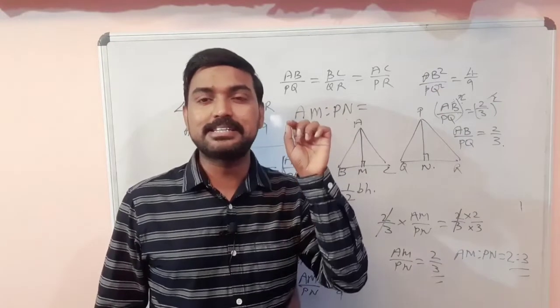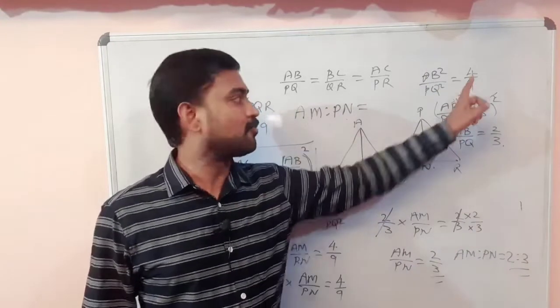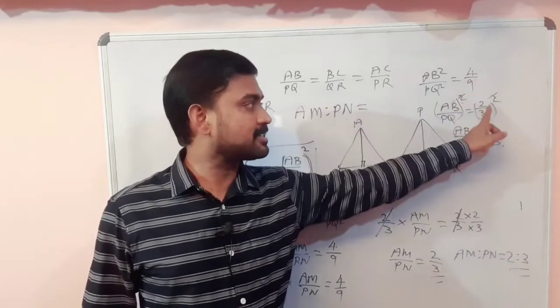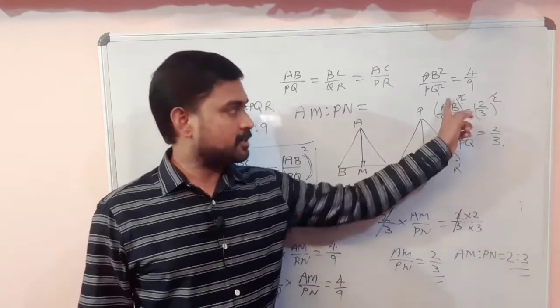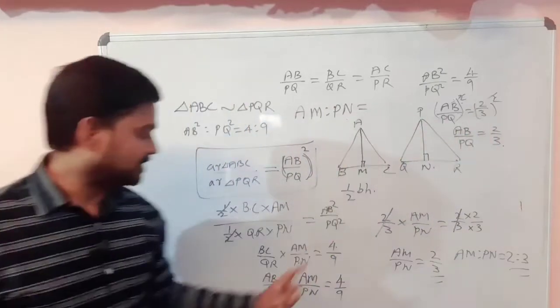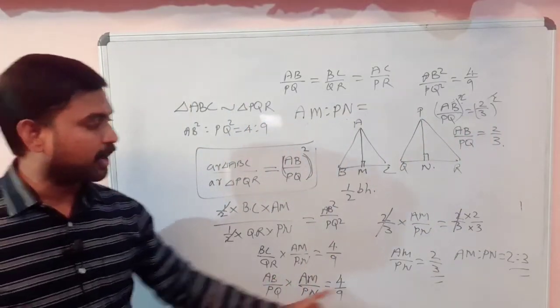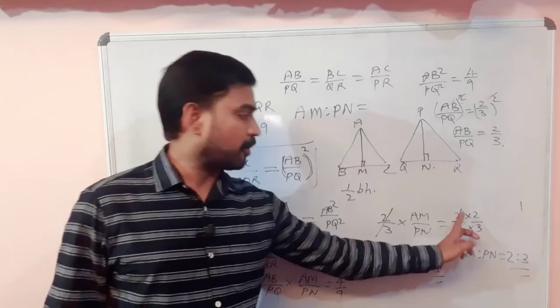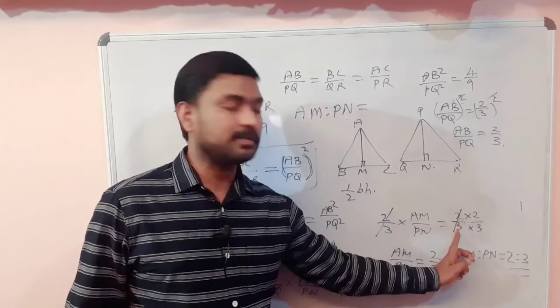4 by 9 means it is 2 square by 3 square. 4 means 2 into 2. So we can write this as 2 by 3 whole square. Both sides square cancelled. We got AB by PQ is equal to 2 by 3. So we inserted the value instead of AB by PQ as 2 by 3. Here 4 by 9, we can write 4 as 2 into 2, 9 as 3 into 3.